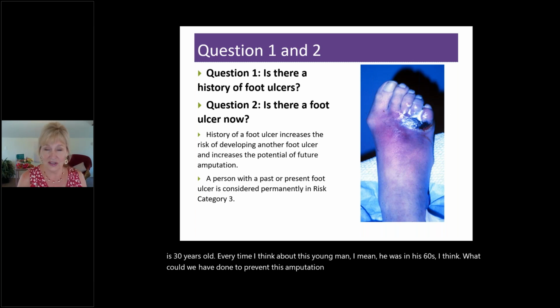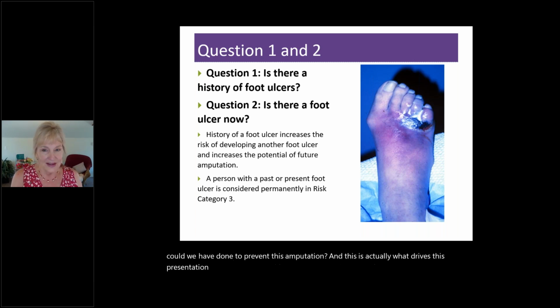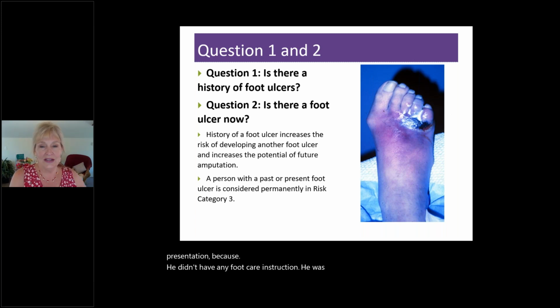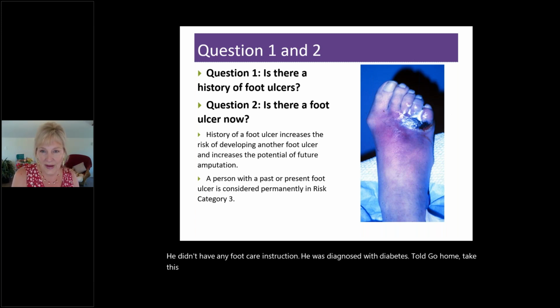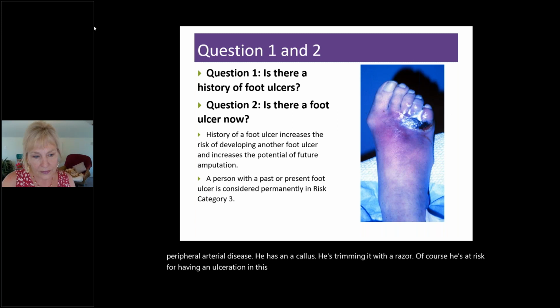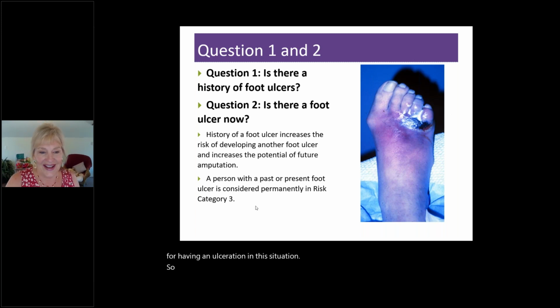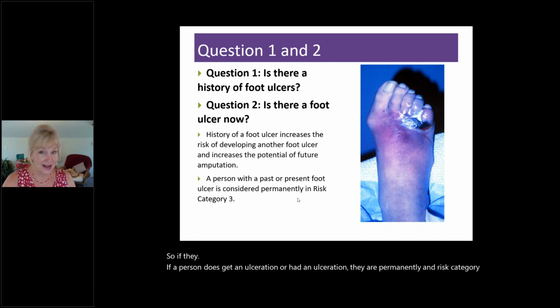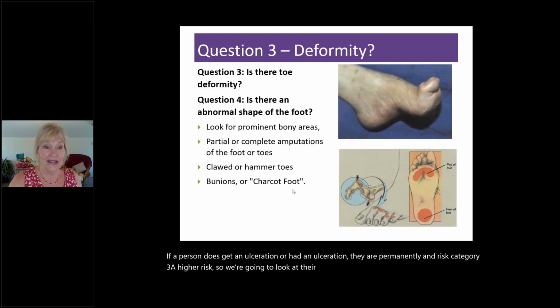And this is actually what drives this presentation, because he didn't have any foot care instruction. He was diagnosed with diabetes, told go home, take this medication, don't worry about your blood sugars. And he was a smoker. So he has peripheral arterial disease. He has a callus. He's trimming it with a razor. Of course, he's at risk for having an ulceration in this situation. So if a person does get an ulceration or had an ulceration, they are permanently in risk category 3, a higher risk. So we're going to look at their feet each visit.